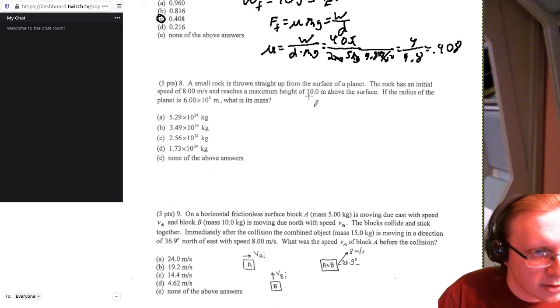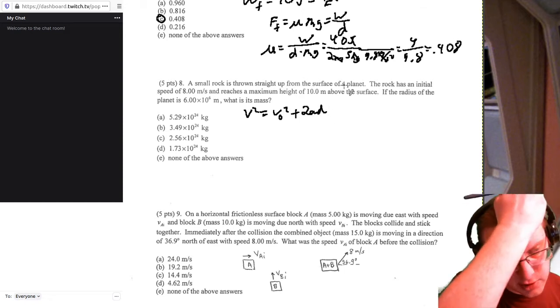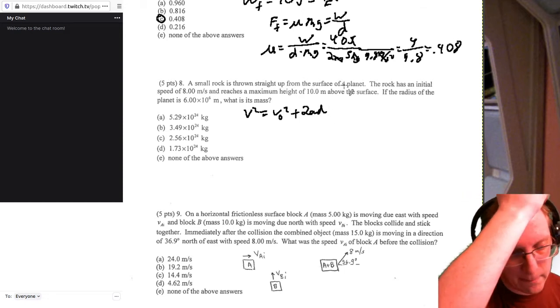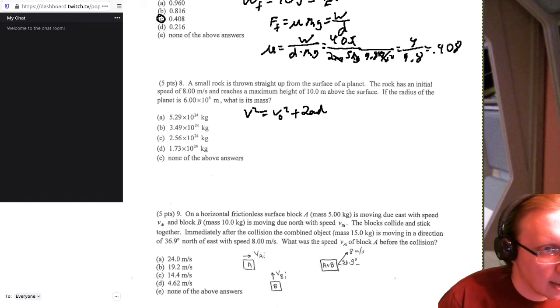Speed of 8 meters per second goes to 10 meters in height. V squared is equal to V naught squared plus 2AD. I believe this is what order we're going to go for. Doesn't matter.